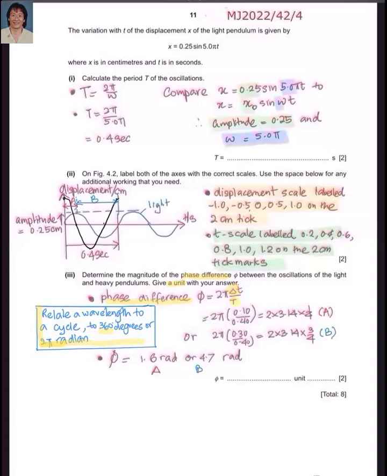There are 2 ways to calculate the phase difference here. You can calculate based on A or based on B. If you calculate based on A, the phase difference equals 2π times 0.1 divided by 0.4, which gives you 1.6 radian. If you calculate based on B, the phase difference equals 2π times 0.3 divided by 0.4, which gives you 4.7 radian.